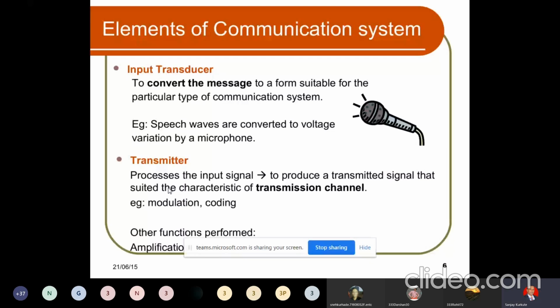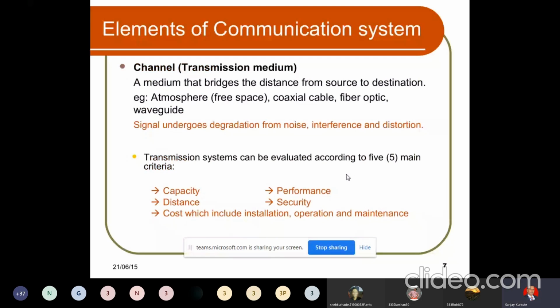So a transmission system can be evaluated on 5 main criteria. One is capacity. So with these parameters, see, I am not teaching only the theory part. Here we have to think in view of design, correct? So which parameters we have to think about as far as the transmitter is concerned, and the channel is concerned. So we were thinking about the transmitter, then the channel, okay?